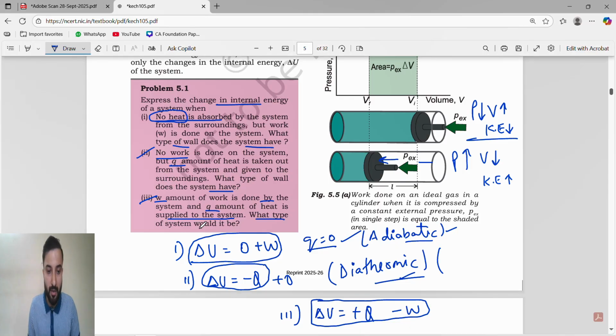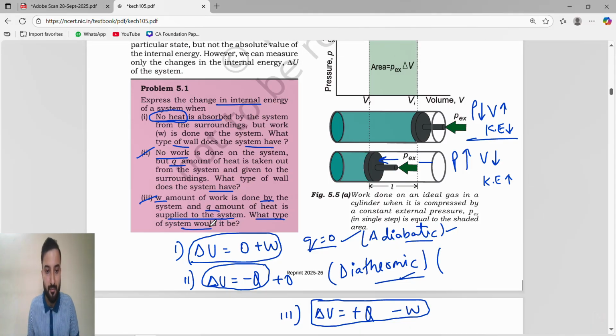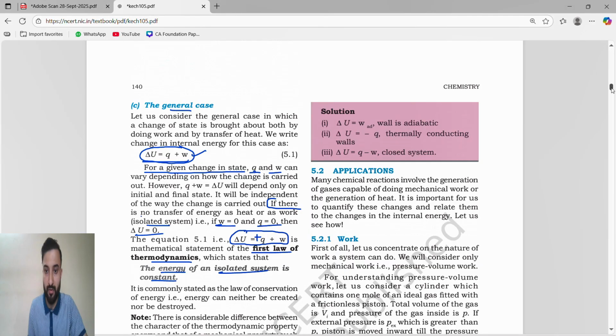Now what type of system would it be? See what is happening. Work is done by the system, which means the piston is going up, and heat is supplied to the system. Heat is not transferring from the system to the surroundings. So is it an adiabatic system? It is a closed system.